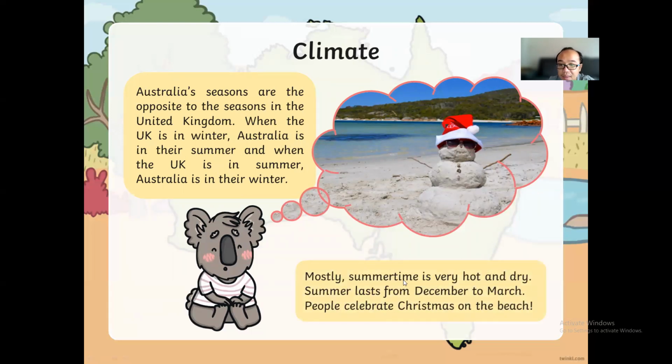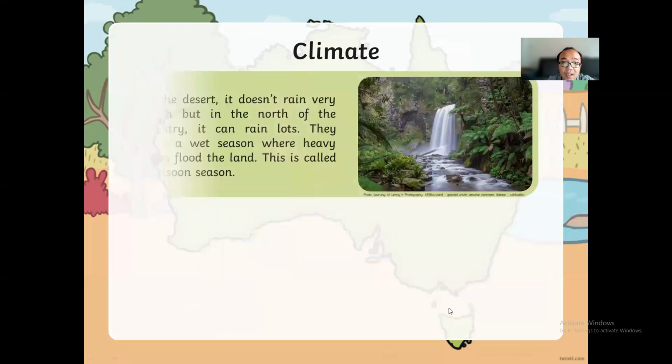Most of the time, summertime is very hot and dry, and the summer lasts from December to March. People celebrate Christmas on the beach because it's very hot in December. In the desert, it doesn't rain much, but in the north of the country, it can rain a lot, because Australia is a very big country, and they have the desert over there too.